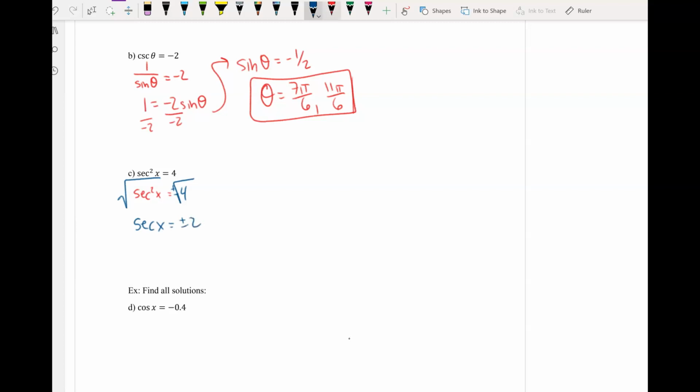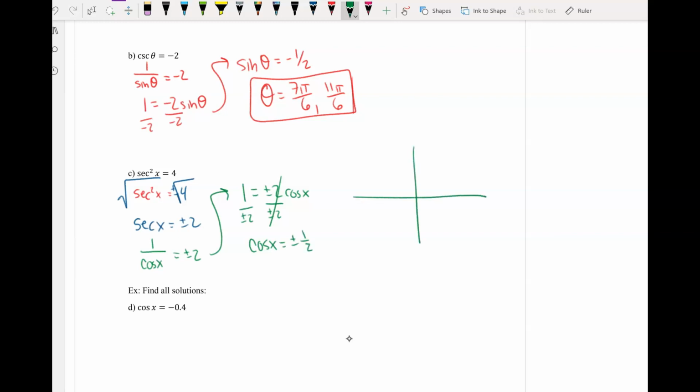Now remember, working with secant can be a little complex, so let's make this into 1 over cosine of x. I'm going to move the cosine over, so I have 1 equals plus or minus 2 cosine of x, and then divide by plus or minus 2. So you end up getting that cosine of x equals plus or minus 1/2.